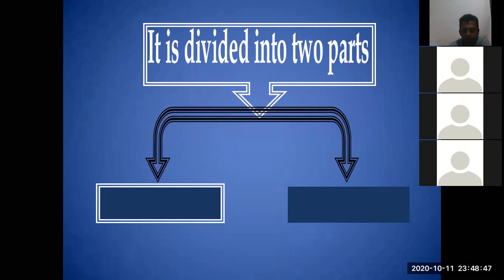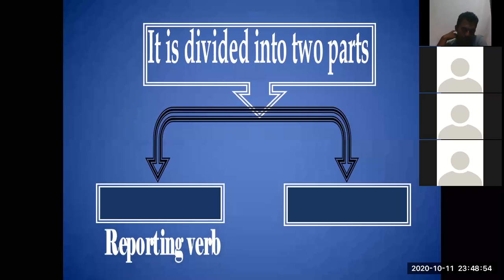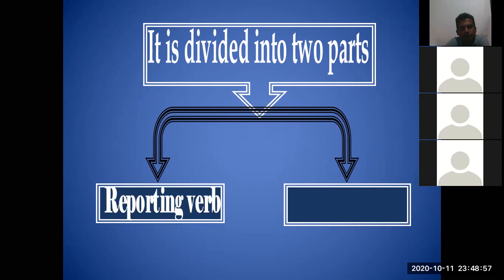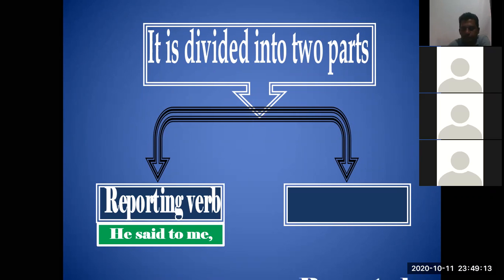The direct narration is divided into two parts. One is reporting speech and another is reported speech. The starting part of the direct narration, where there is no inverted comma, is called reporting speech, and the part inside the inverted comma is called reported speech. And the verb contained in the reported speech is called reported verb, and the verb contained in the reporting speech is called reporting verb.